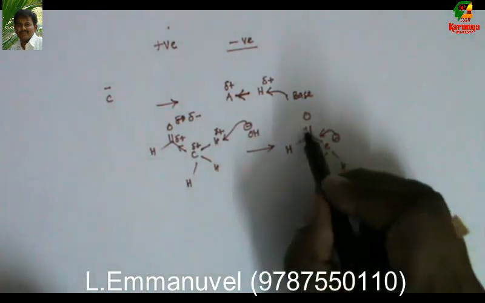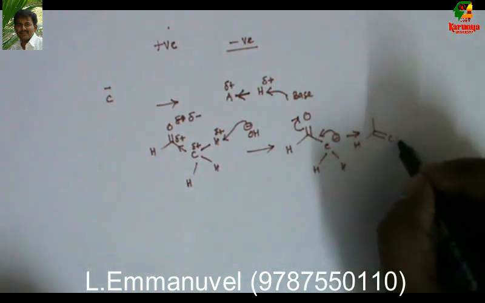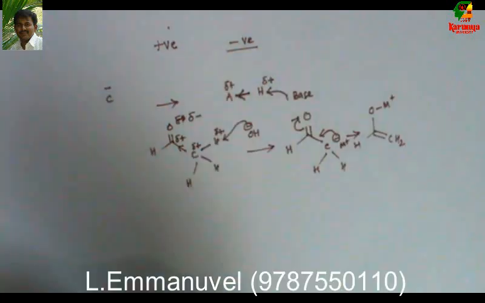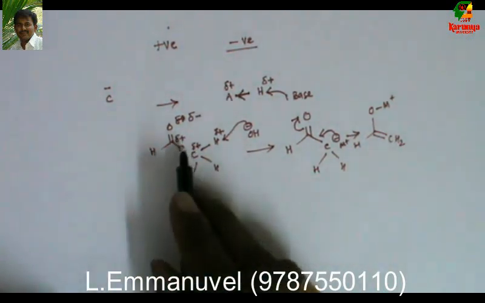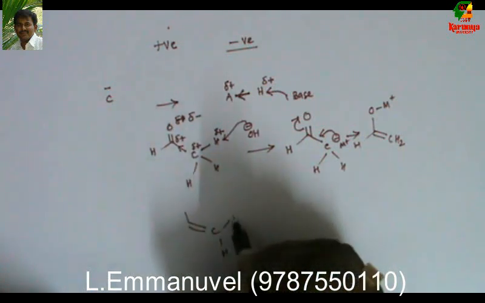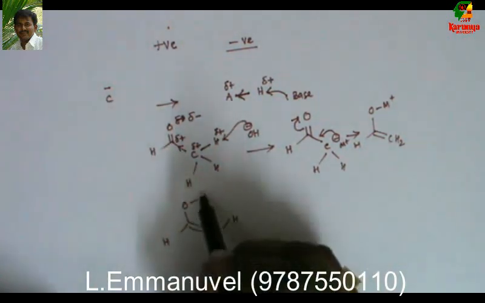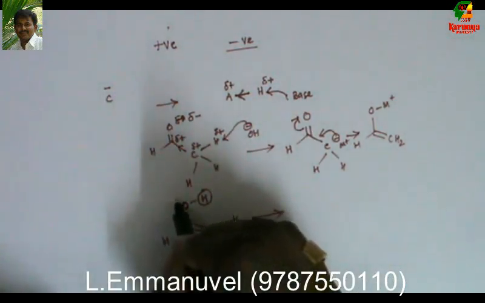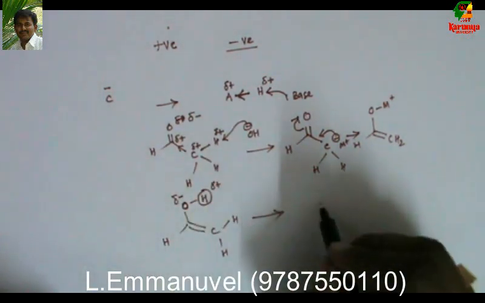Further, this can be involved in resonance to give the enolate. I can explain like this also. This aldehyde exists in enol form and this proton is highly acidic now because of this oxygen atom. So there is delta minus and delta plus on this. So this hydrogen is taken by the base.